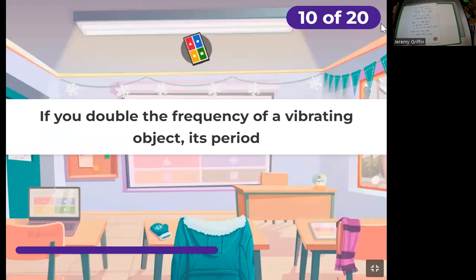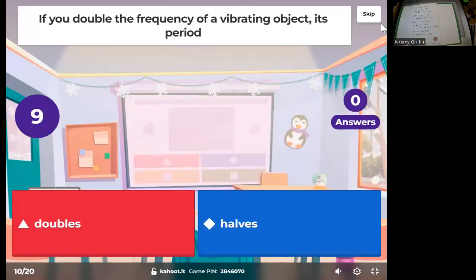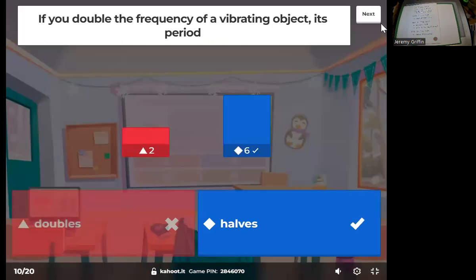If you double the frequency of a vibrating object, its time period does what? Yeah, it gets cut in half. So let me give you guys an example right here. Suppose you go... Were you guys hearing 1 beat per second? Could you call that 1 hertz? Because 1 beat per second is 1 hertz. For the time period between each beats, you take the reciprocal, 1/1, so 1 second between beats.